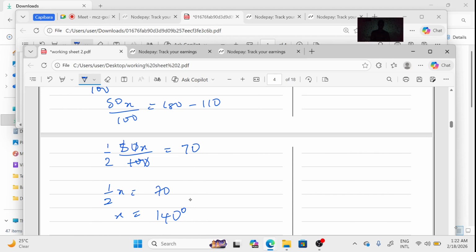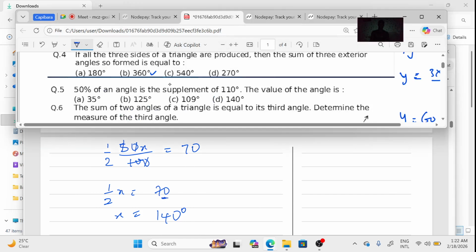Half times 140 will give you 70 degrees. So what this means is, if X is 140, then X would be... Hey, Shemir, X is 140. You just said half of 140 is 70. Of course, and that is what makes the supplement of 110.